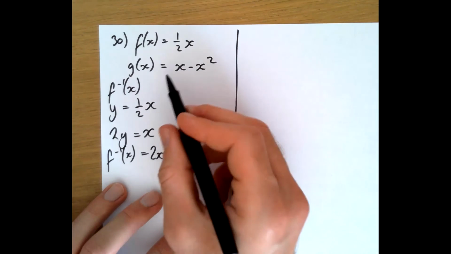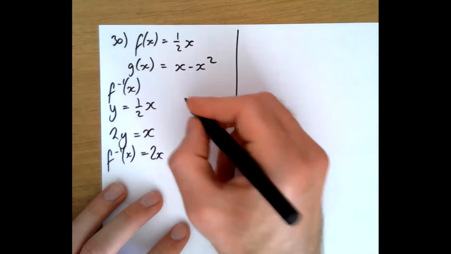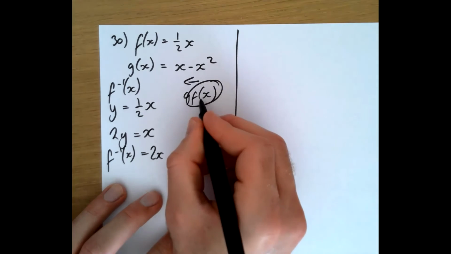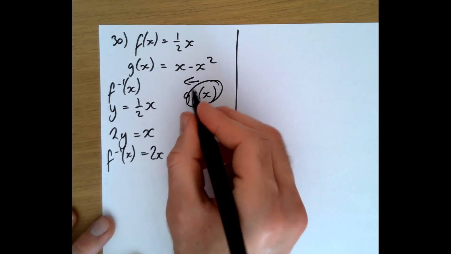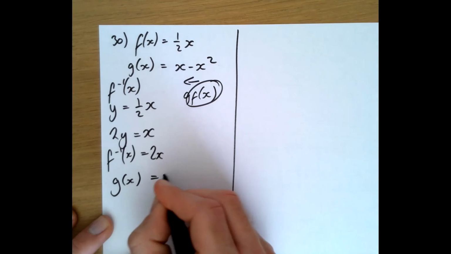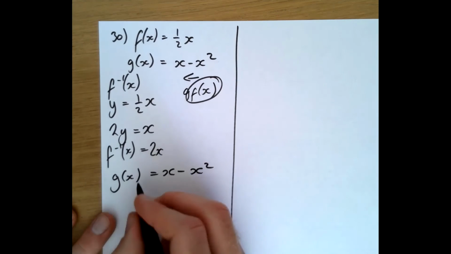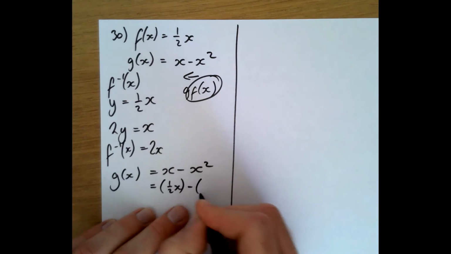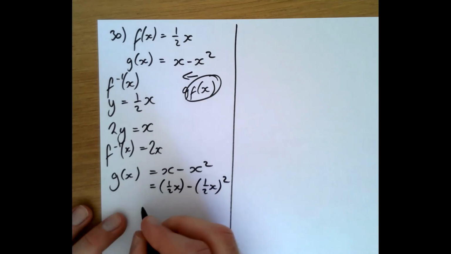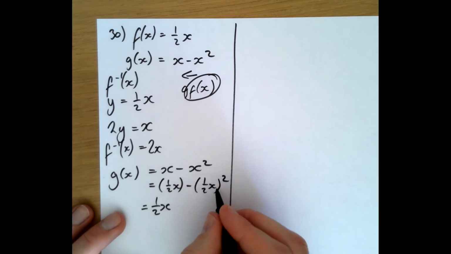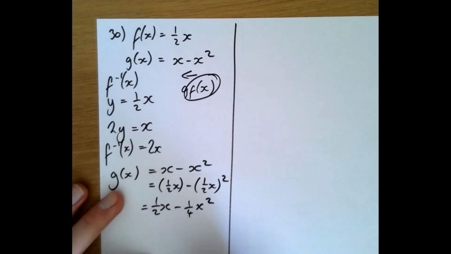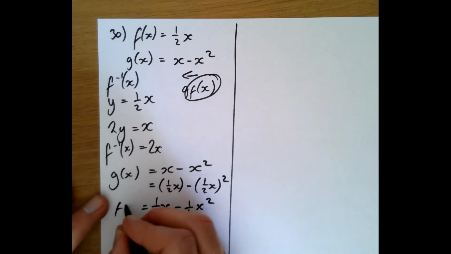So we've got, oh wow, this is a bit of a pain. So then f of x going into g of x. So when you've got g f of x, you keep working to the left. So we're going to put all of f of x into g. So g of x says x minus x squared. f of x is half x, so it's going to be half x minus half x squared. So it's a half x. Half x squared is going to be a quarter x squared. Okay, so that's what g f of x is.